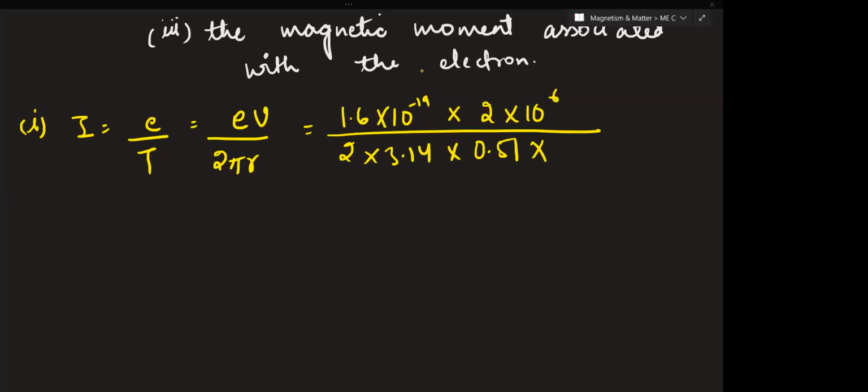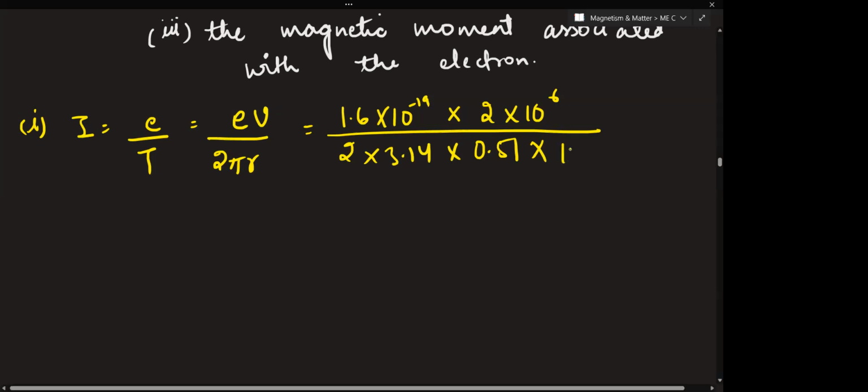How do we convert? 1 angstrom is 10 to the power minus 10 meter. Exactly. So we multiply this term by 10 to the power minus 10. When you solve this, you will get the answer as 10 to the power minus 4 amperes. Just check the powers of 10, I think all those who were getting 10 to the power minus 3 amperes.